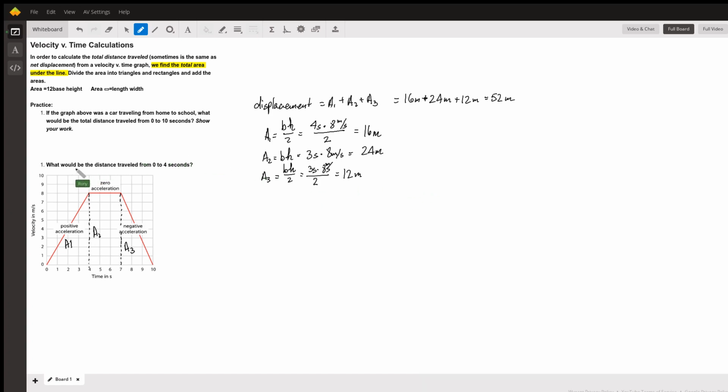Part 2, what would be the distance traveled from 0 to 4? So basically from 0 to 4, we're talking about A1 only, because we have to calculate only until 4 seconds, which is the area of the first triangle. We already did that, and the answer is 16 meters.